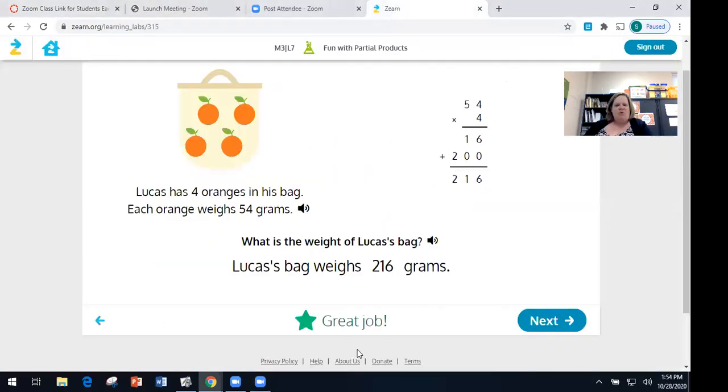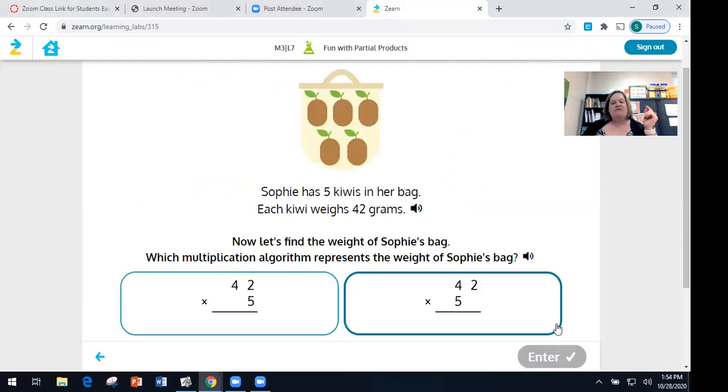So Dr. Price will share her screen again and take us back to our Zearn lesson from the first video. We were looking to see whose bag weighs the most. So Lucas, we have determined, has 4 oranges in his bag. Each orange weighed 54 grams, and we've determined that Lucas's bag weighs 216 grams. So now our job is to find out if Sophie's bag weighs more or less to determine who has the most. So Sophie has 5 kiwis in her bag with each one weighing 42 grams.